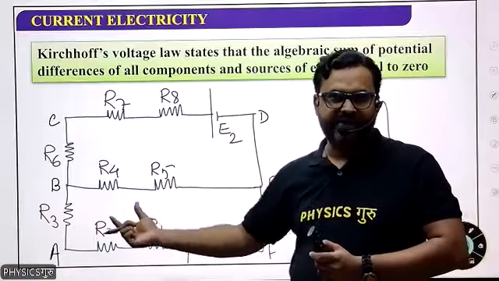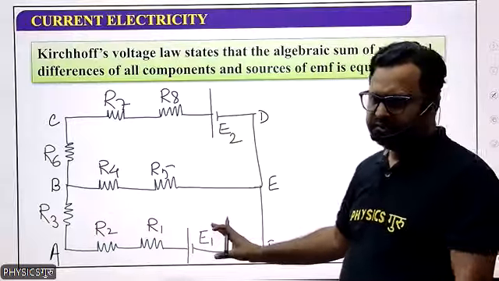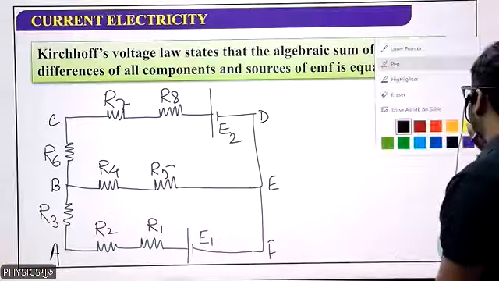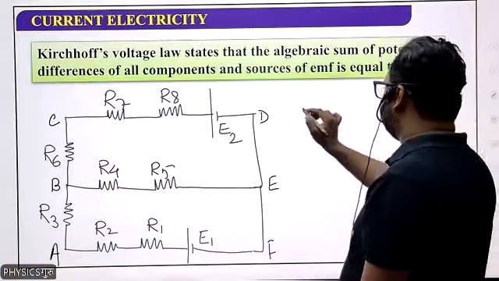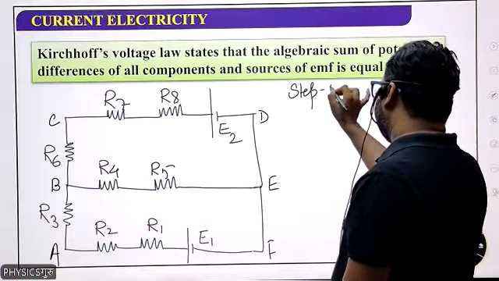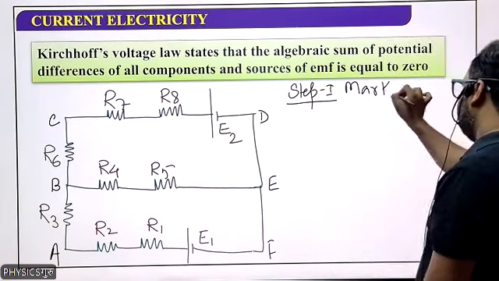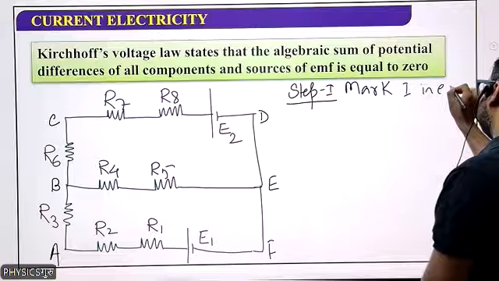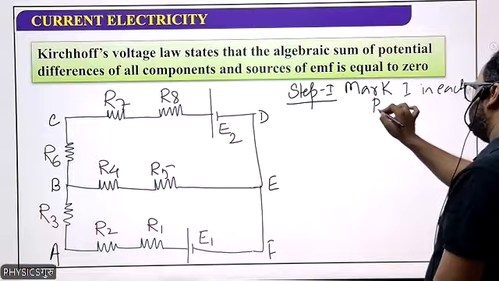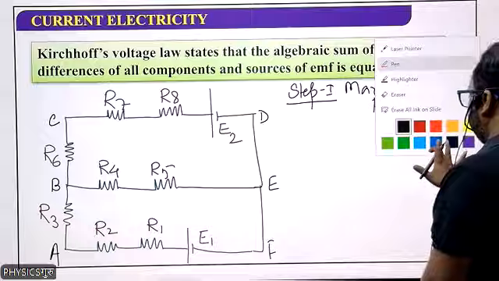You can find the potential difference, you can find the current, you can find anything. So what we do generally, we have several steps. Step number one: mark current in each resistance.